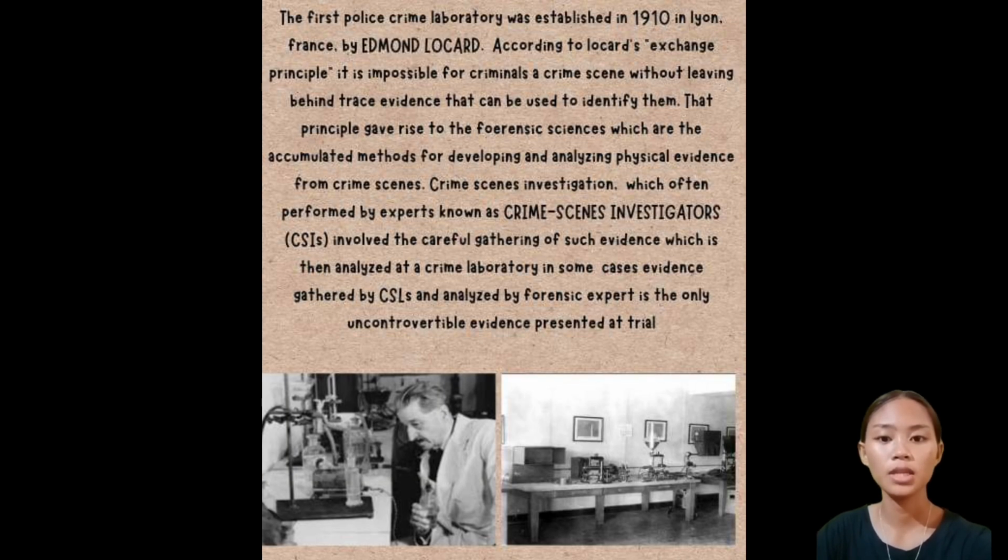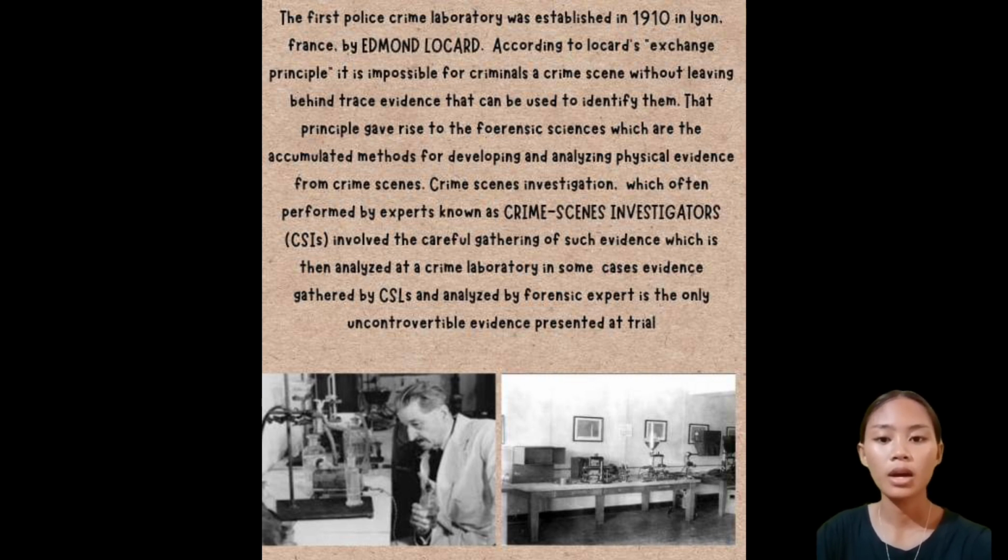The first police crime laboratory was established in 1910 and was laid on funds by Edmond Locard. According to Locard's exchange principle, it is impossible for criminals to escape a crime scene without leaving behind trace evidence that can be used to identify them.